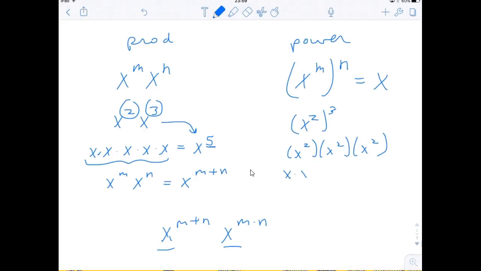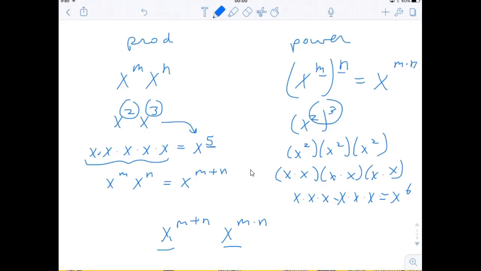Which is the same thing as x times x times x times x times x times x, right? And then if you take out the parentheses, we're going to have x times itself 6 times, right? Which is equal to x to the 6th. So if you have x to the 6th, how would we get x to the 6th from 2 and 3? Well, you would multiply them together, right? So that means that x to the m to the nth is equal to x to the m times n. So we've kind of figured out the two rules just by putting in some numbers here, okay?